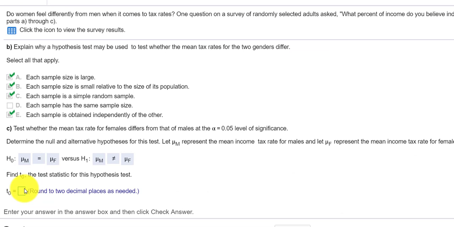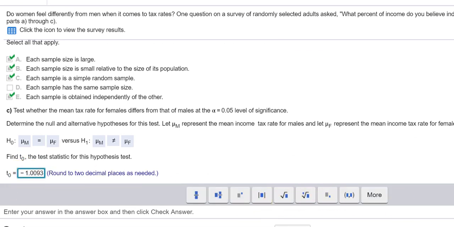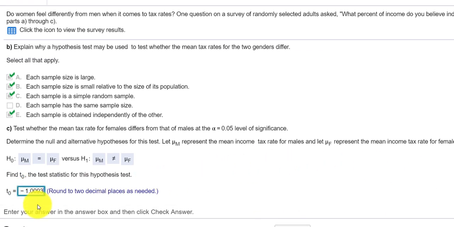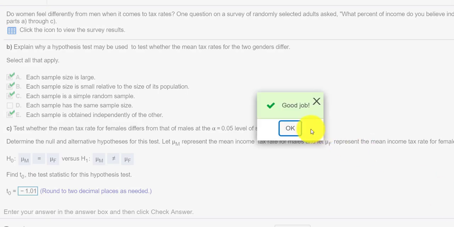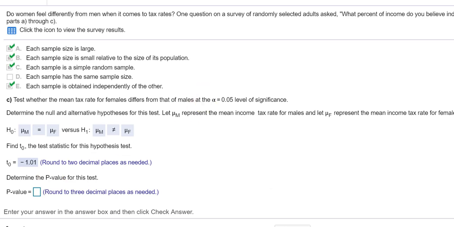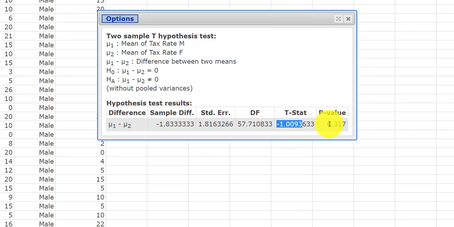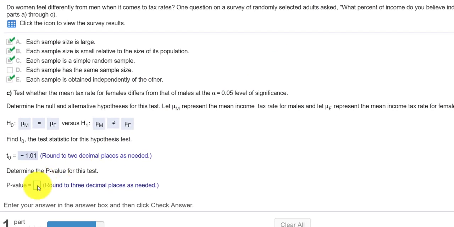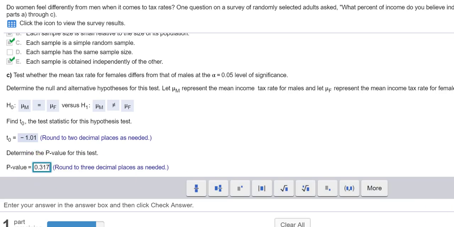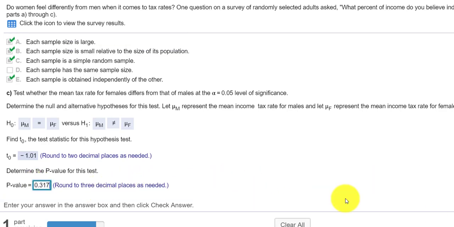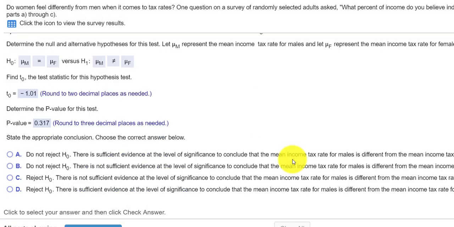So let's enter that here. And they say go to 2 decimal places. Check answer. Good job. And then the last thing we need is the p-value, which is this 0.317. I think we're almost done. And we go to 3 decimal places. That looks good.